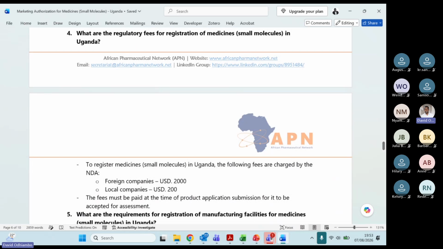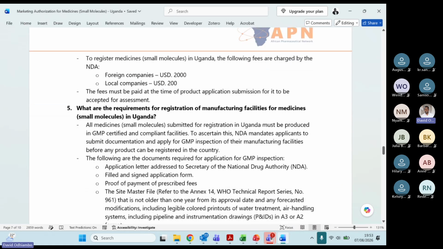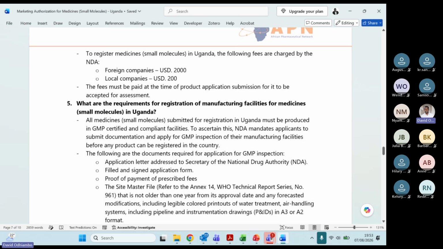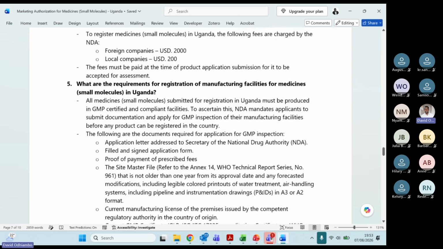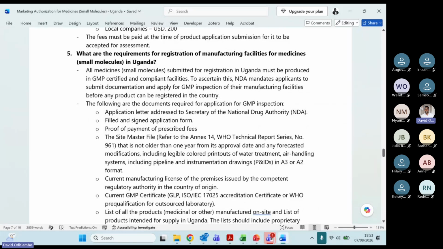In terms of regulatory fees, for small molecules, foreign medicines pay $2,000. Local companies pay $200 for registration. And if you want to register your product, one of the key things that is required is that you must have GMP compliant facilities, with GMP inspection beyond submitting the dossier and following the process.